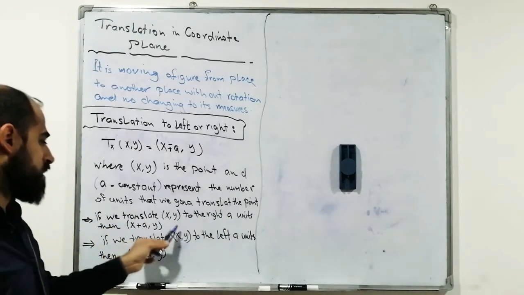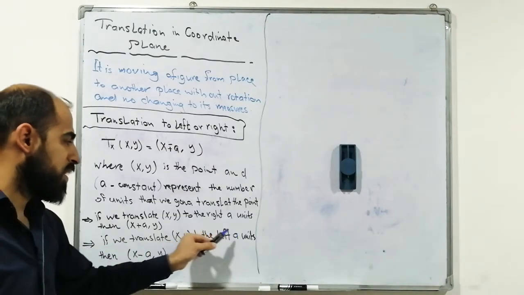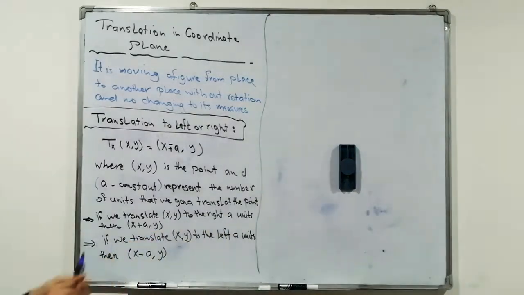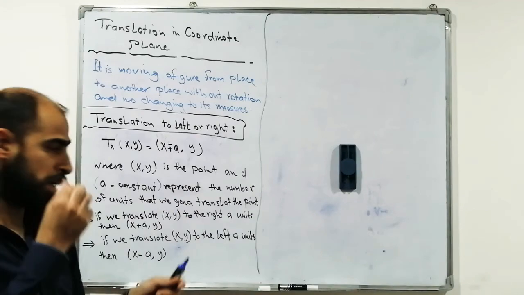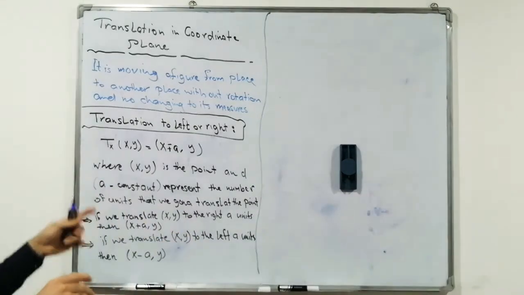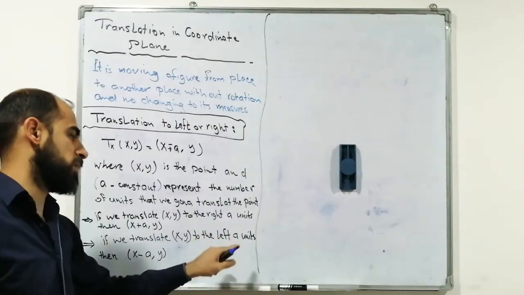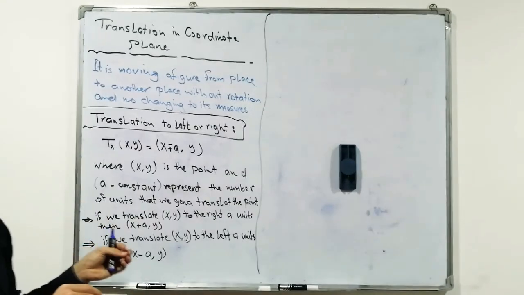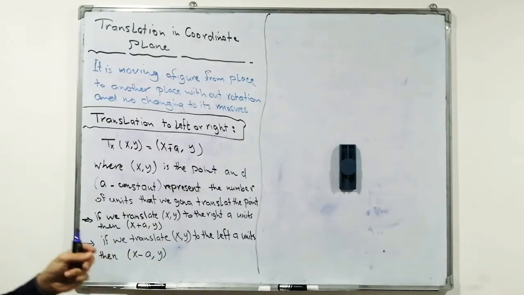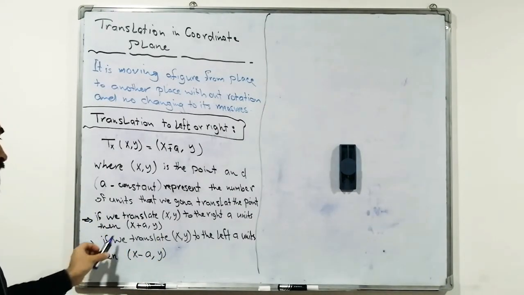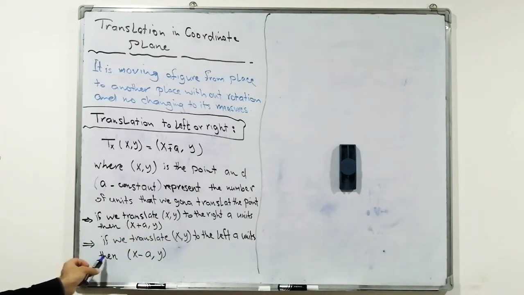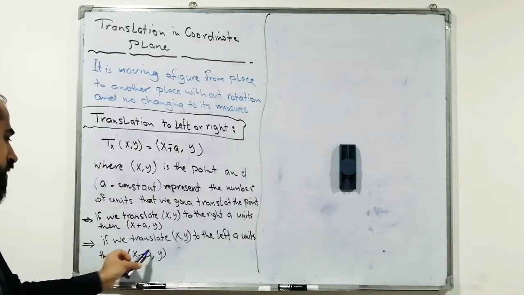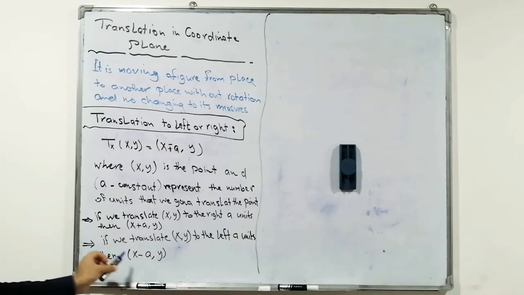Now if we translate the point (x, y) to the left a units, where a is the number of units as we said, to the left means to the negative side of the x-axis, then the translation of the point (x, y) will be (x minus a, y).